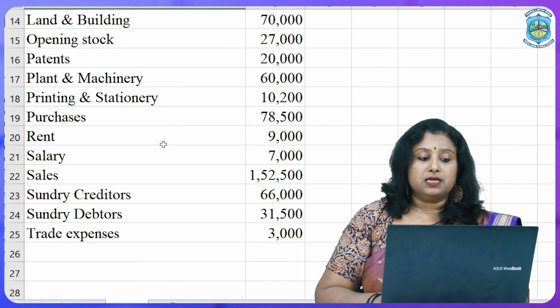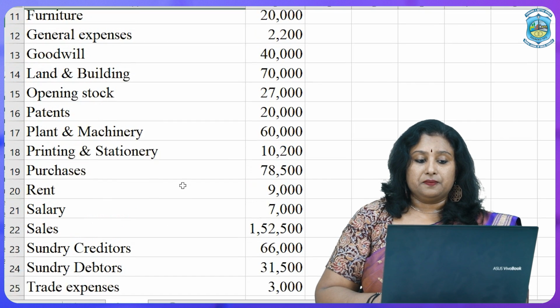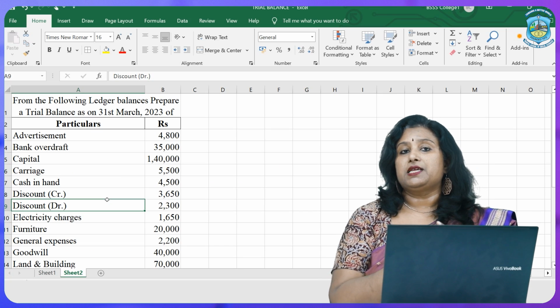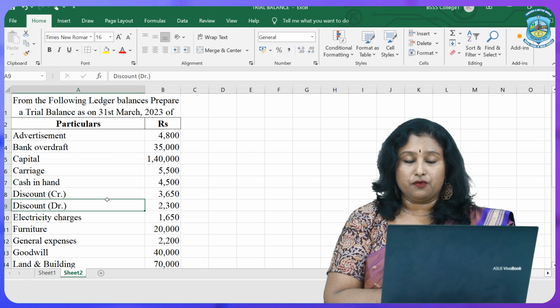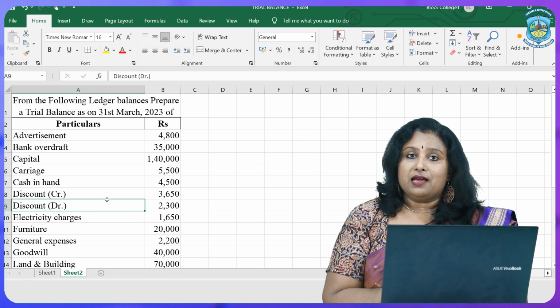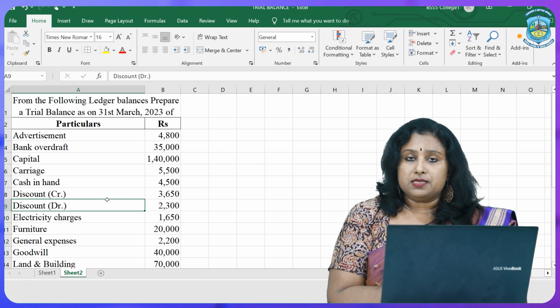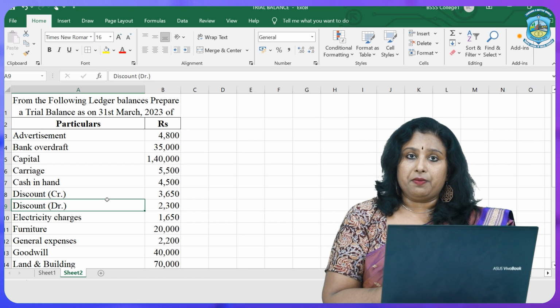purchases, rent, salary, sales, sundry creditors, sundry debtors and trade expenses. So as you must have seen, these are nothing but a list of accounts with their respective balances in front of us, which has been arranged alphabetically. So these are the balances of a particular business from which we need to prepare a trial balance. So let us see how we prepare trial balance.